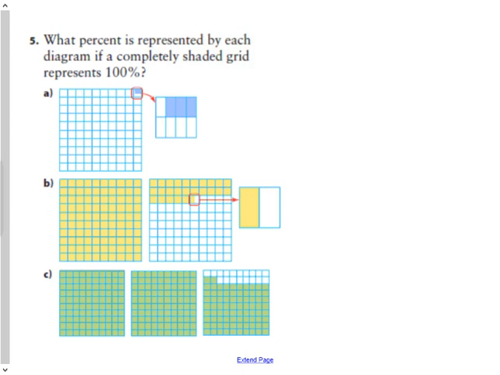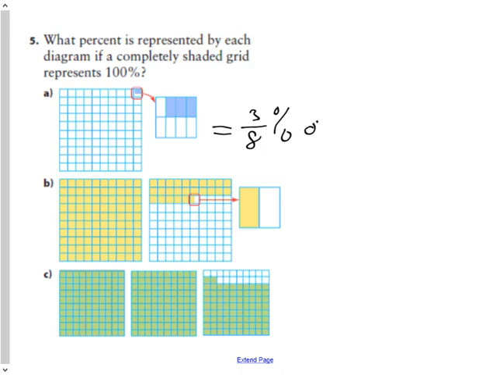Question 5 says what percent of each is represented by each diagram? Again, an entire shaded-in array is 100%. So here we have less than 1% again. Here we have less than 1%. We have 3 parts out of 8 shaded in there. So it's less than 1%, and it's 0.3% is what we're going to put.